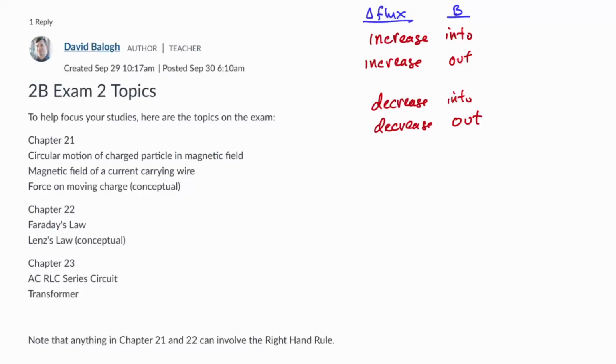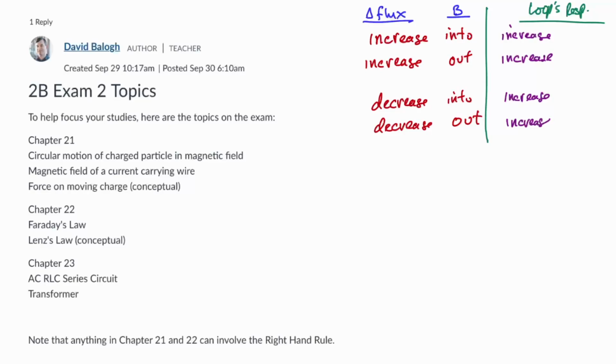And then we have the magnetic field that is causing that change in flux. And then separate from that is the loop's response, okay? And this is where Lenz's law comes in, right? So again, really only 4 choices here. And they are much easier because what's the only word you can use in Lenz's law? Increase. Lenz's law can only make magnetic field and flux increase, okay? So what's the opposite of increasing into? Increase out.